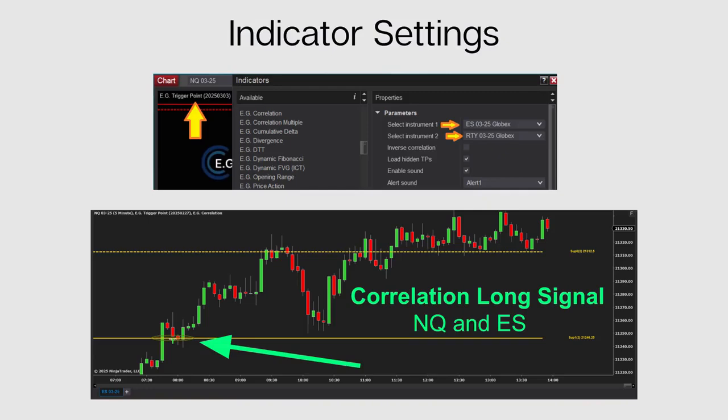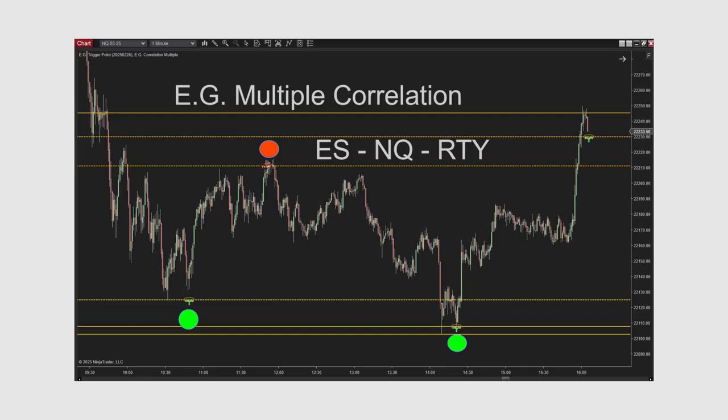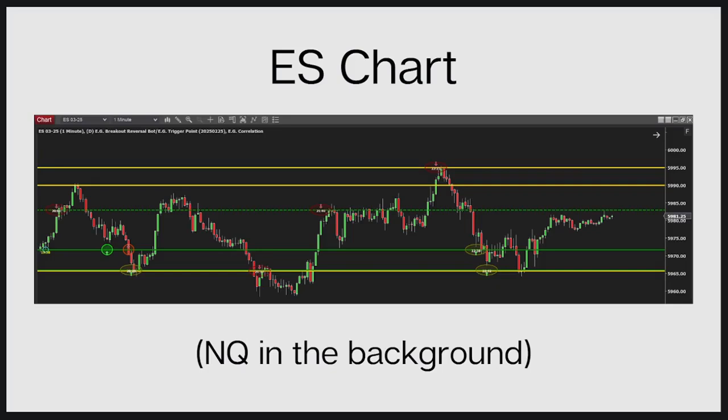And of course, there's a generalization where the indicator can analyze 3 instruments at a time, like ES, NQ, and RTY. If we can increase the probability of success and maybe get stronger signals, why not add another instrument and its trigger points? Okay, everything is done automatically. So this is the ES chart, and NQ is running in the background. So the EG correlation produces signals for you while analyzing, in this case, the NQ futures in the background.